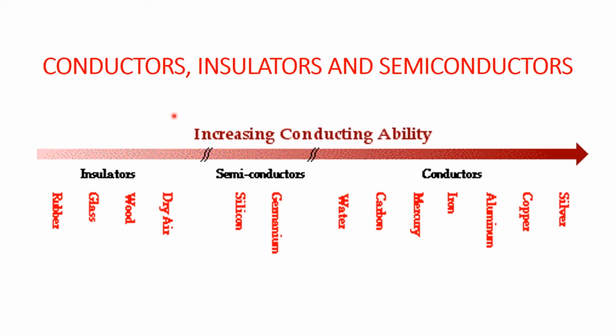Now here we see the conducting ability of different materials. Here rubber, glass, wood, dry air, all those do not allow electrons to pass through it freely, so they are called as insulators. Whereas water, carbon, mercury, iron, aluminium, copper, silver, all these allow the electrons to pass through them freely, so they can be called as conductors. What are semiconductors? Semiconductors are those which have properties lying between those of insulators and conductors. Some of the semiconductors are silicon and germanium.